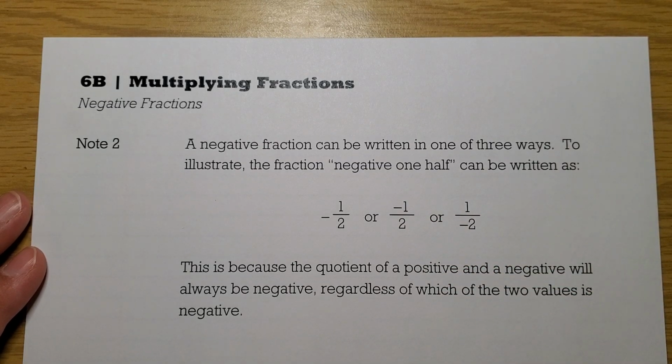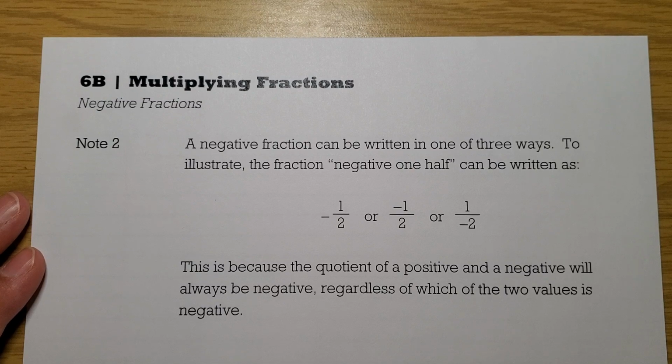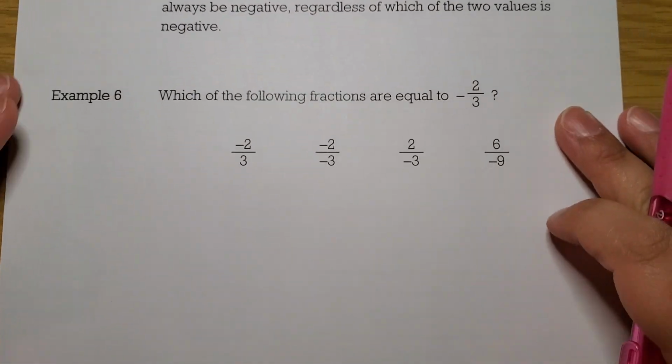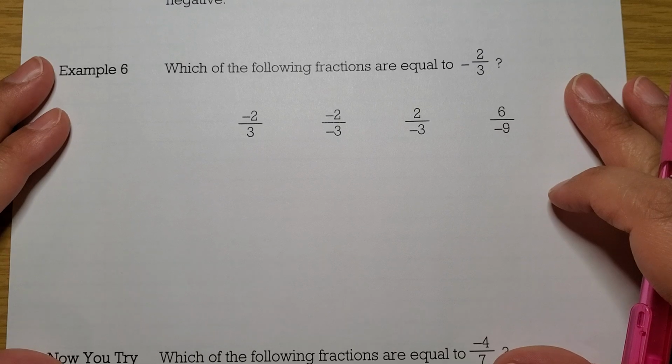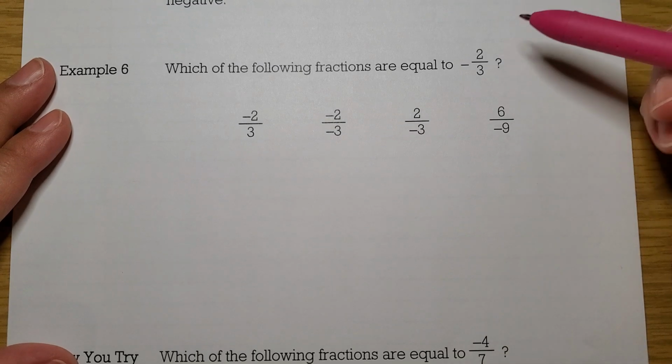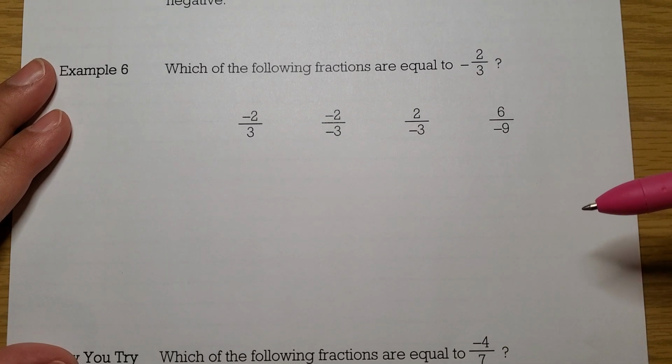So kind of the shortcut that I use to remember this is if you only see one minus sign, that means it's going to be a negative fraction. But if you see two negative signs, then that means it's going to be positive. So let's work through an example and find which of the following fractions are equal to a -2/3.